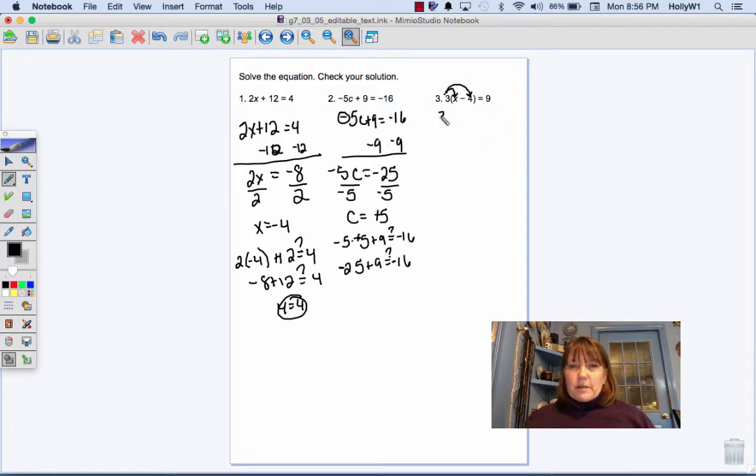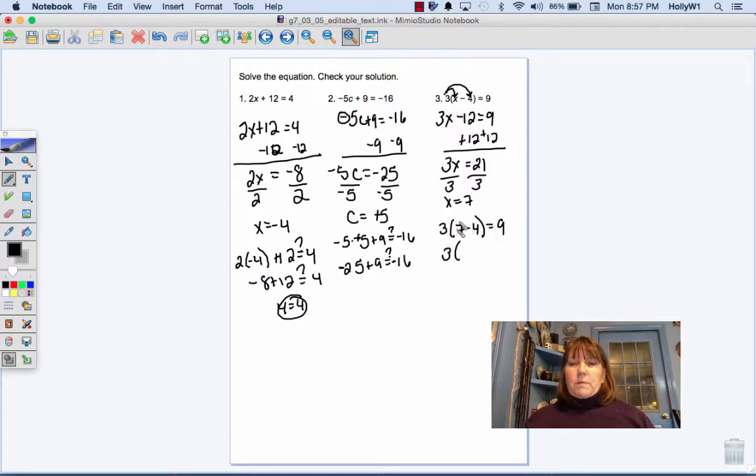First thing we're going to do is distribute that 3. So we end up with 3x subtract a 12 because it's 3 times a negative 4 is equal to 9. Okay, well, I'm going to add 12 to both sides because I was subtracting 12. I end up with 3x is equal to 21. Now if I divide both sides by 3, I end up with x is equal to 7. Let's go substitute that into the original and see if it works. So 3 times 7 subtract 4 is equal to 9.